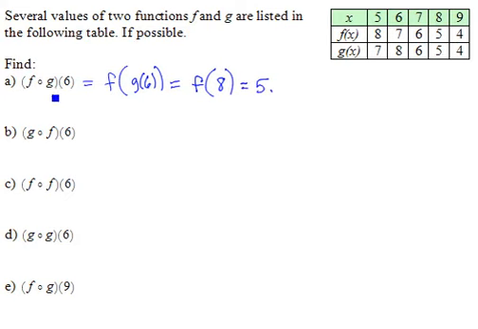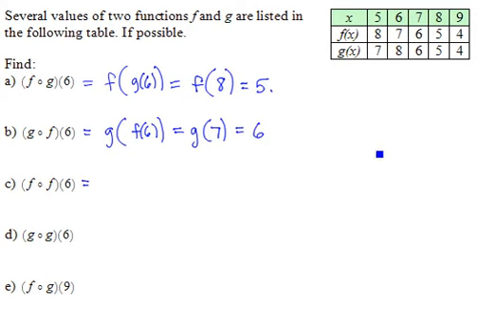That tells me that f composed with g, that new function, has a value of 5 when we look at x equals 6. Let's try the second one. g composed with f of 6. That means g evaluated at f of 6. Let's see. f of 6 from the table is 7. So we now have g of 7. And looking at the first row in the table for x, we see that 7 is in there, and g of 7 is equal to 6, and so our answer is 6 in this case.